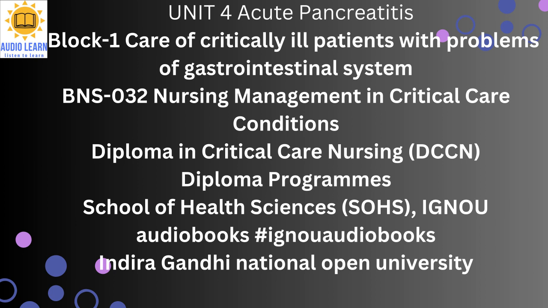4.1 Introduction. In Units 1, 2 and 3 you have learnt about acute gastric, intestinal and hepatic conditions. In this unit you will learn about acute pancreatitis. The pancreas is a gland which produces two main types of substances, digestive juices and digestive hormones. Digestive juices include enzymes and bicarbonate. They travel through a small tube called the pancreatic duct to the small intestine, duodenum.